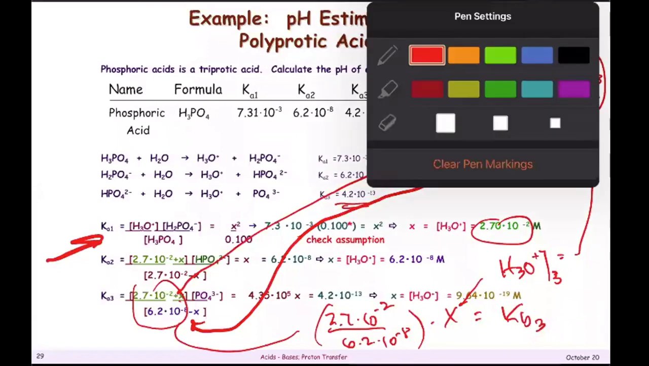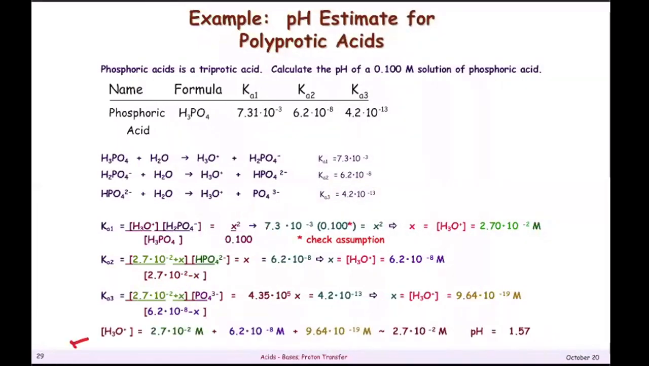And that's what you see right here, I believe, in the last step. The hydronium ion concentration is 2.7 times 10 to the minus 2 plus 6.2 times 10 to the minus 8 plus 9.64 times 10 to the minus 19. Guess what? That rounds off to 2.7 times 10 to the minus 2. You didn't need to solve those other two problems to figure out the hydronium ion concentration. You need to solve those other two problems to calculate HPO4 and PO4, but not H3O plus total, because the others are going to be small. That's what I mean by knowing the chemistry. If you know the chemistry via the Ka, then you can take a lot of shortcuts.